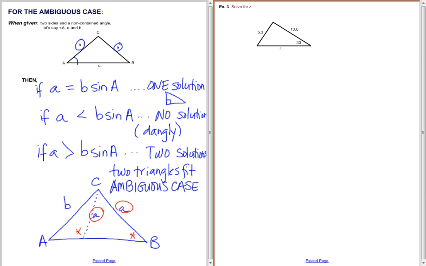I'm going to do two examples with you. The first one is to solve for side R. First thing to think about is, would I use the sine law on this? Yes, I would, because I have an angle and an opposite side complete. So then I need to look at whether I have two sides and a non-contained angle. Yes, my 30 degrees is not between the two given sides, so I need to consider the ambiguous case.